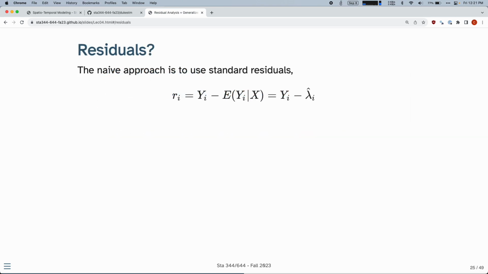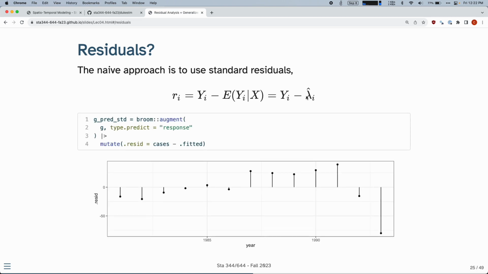So we can think about looking at the naive residual, which is just to say y is the observed value, and then my best guess for y is just the expected value of y given x from this model, which we've said in this particular case for a Poisson is lambda. And if we do that, this is what we see.